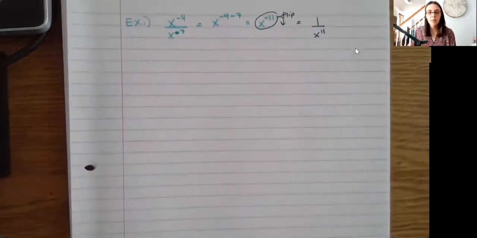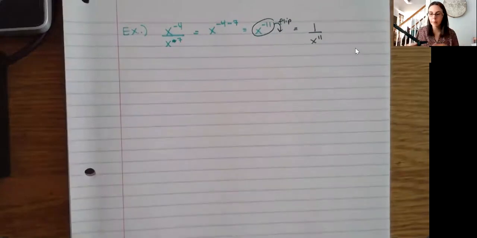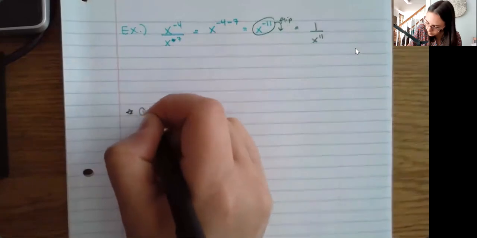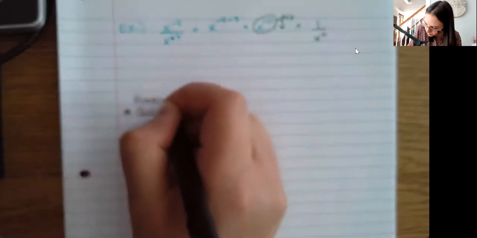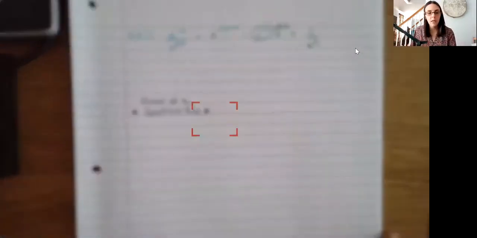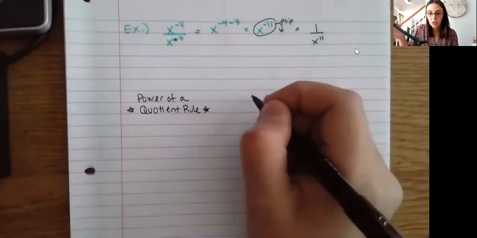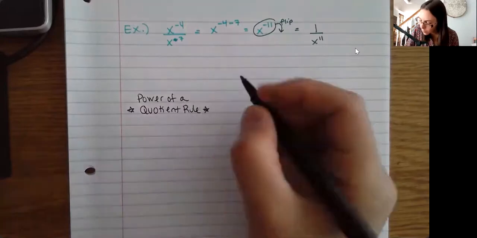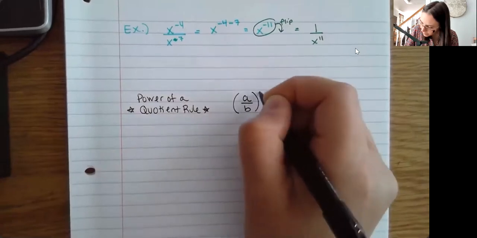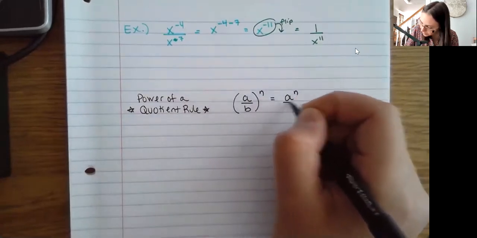So we can see that these rules can really be used all together now, kind of combining them. And there's one more thing I want to point out here too. Just like we have a power of a product rule, we do have a power of a quotient rule. And what that says is that you can distribute that exponent inside as well. So if I have something like a over b to the n, then I can go ahead and distribute that exponent inside.